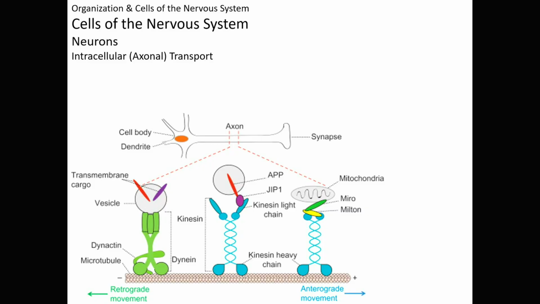So how do we transport stuff from, say, the cell body out towards the periphery of the cell, down the axon to the terminals, out towards the dendrites? And also, how do we transport stuff back if necessary? How do we get stuff from the axon back to the cell body? Well, we're going to use what's called the microtubular network.